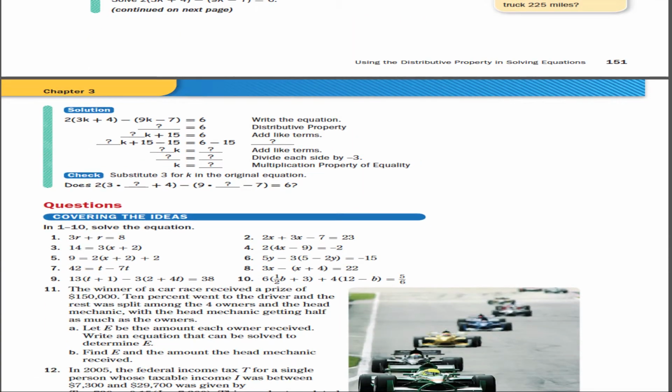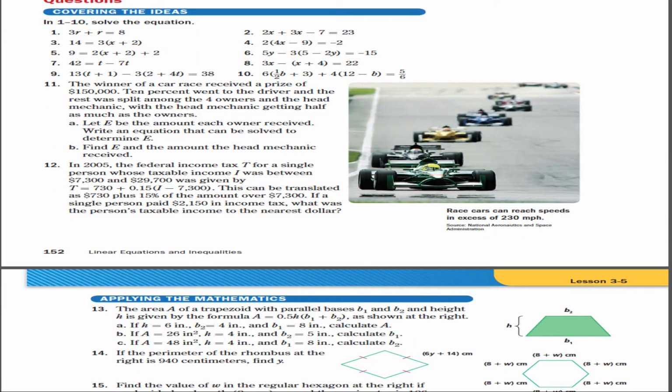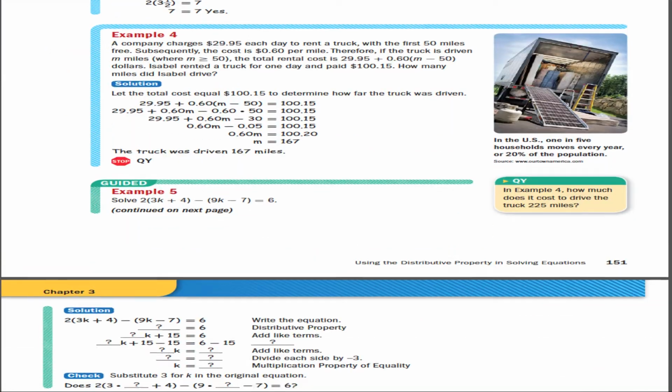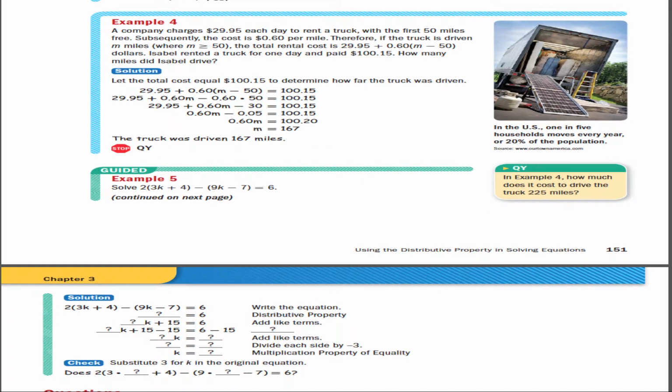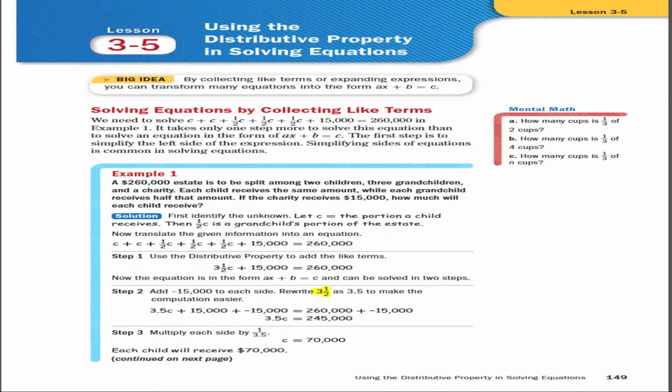Having done that, then you know the drill. Cover the ideas, apply the math, ask questions, discuss this, carry on with your friends. When you're ready, come and see me for your mastery quiz. Now let's get on with some additional examples.